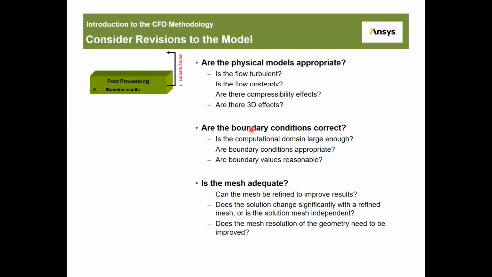Okay, then check if the boundary condition is correct. At the inlet, do we want to use velocity inlet, or do we need to include the mass flow rate, or do we need to include pressure inlet? That one we need to consider according to the real case. If you have the real case, you can replicate the real case as input in your simulations. Okay.